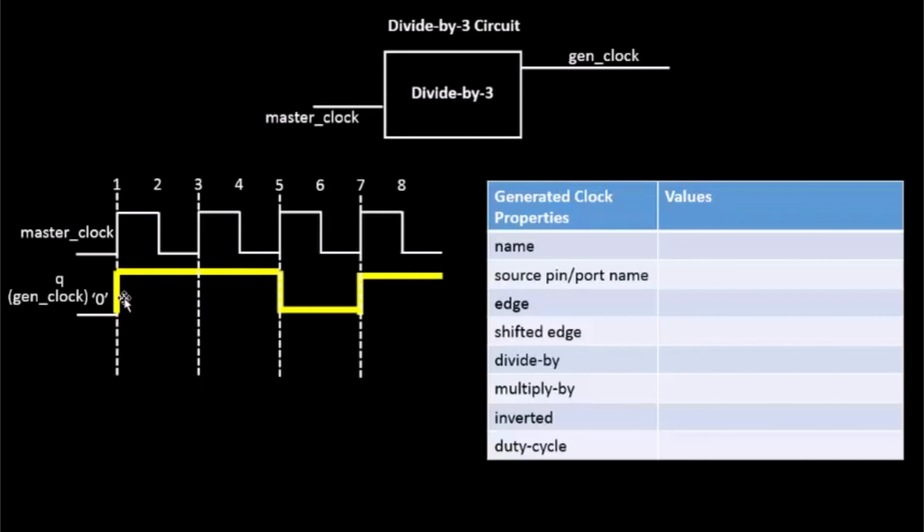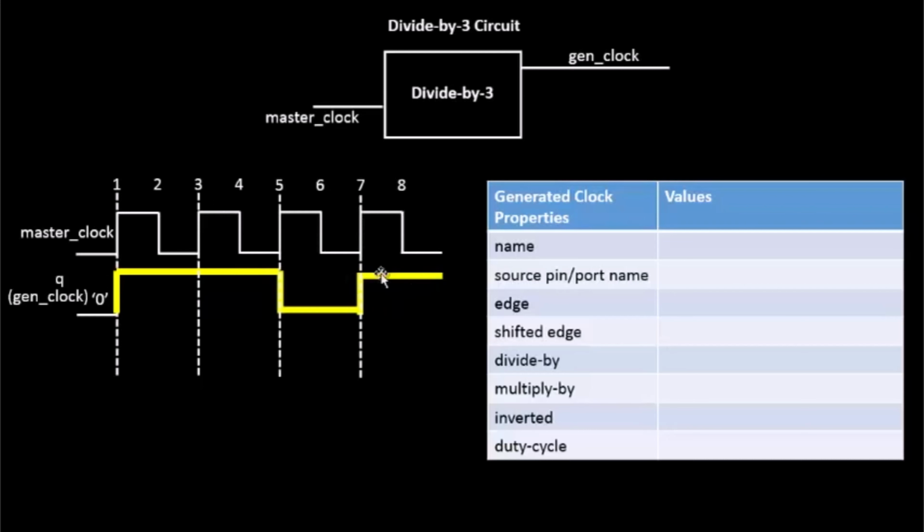So this waveform, and the second thing to observe is, this waveform has a certain relationship with the master clock in terms of edges. In this case, the rise edge of the generated clock comes at the first clock edge of the master clock. The second fall edge of the generated clock comes at the fifth clock edge of the master clock, and the third rise edge of the generated clock is coming at the seventh edge of the master clock.